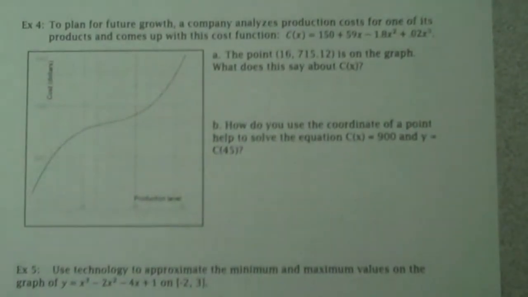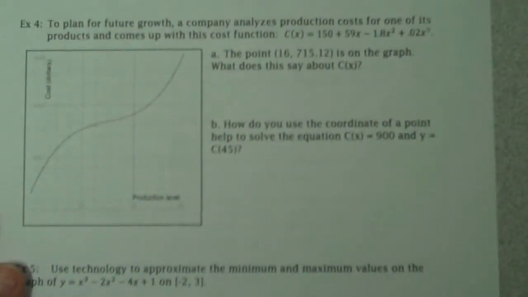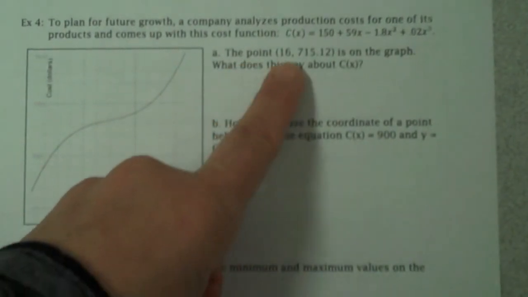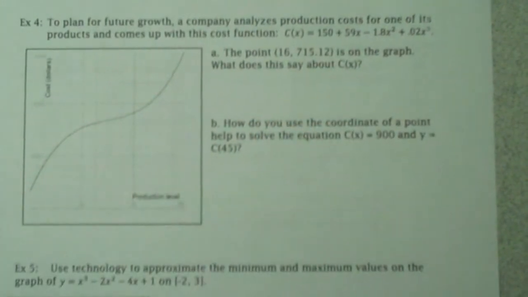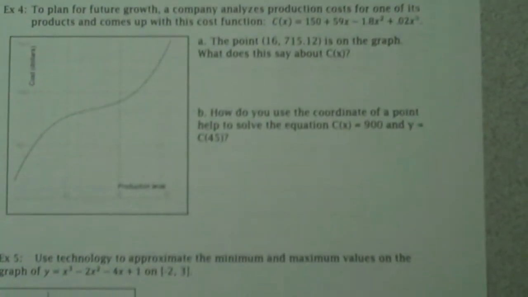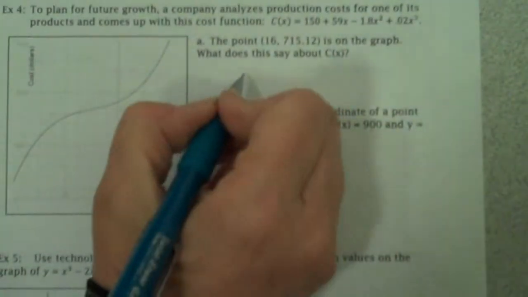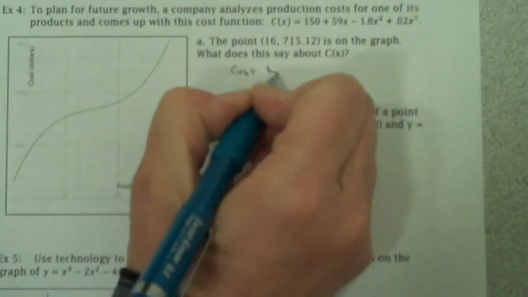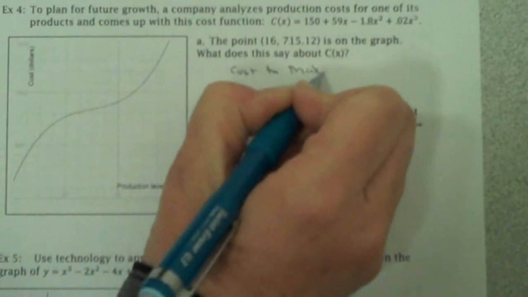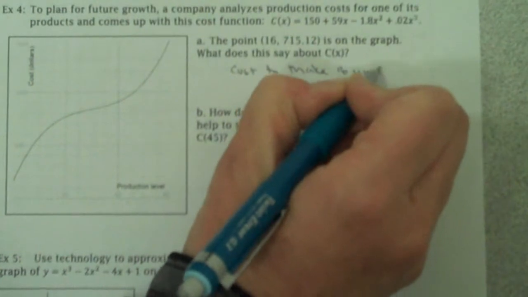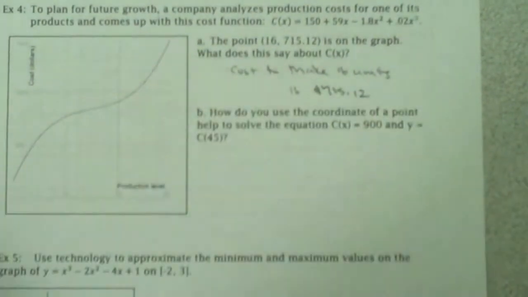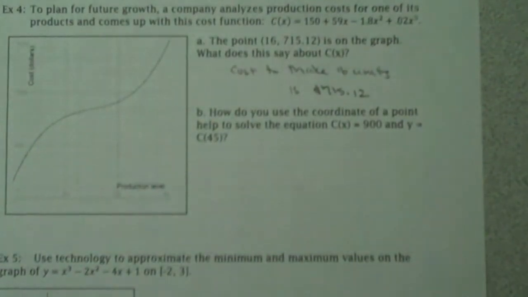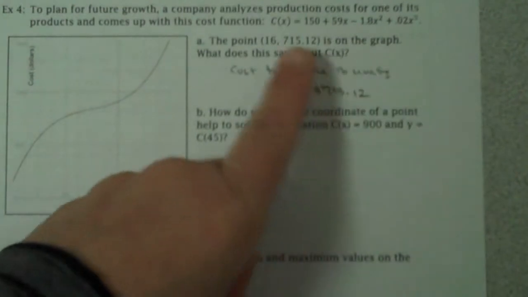But what I want to make sure that we're all comfortable with is how to read a function and function notation. So the fact that the point (16, 715.12) is on the graph, what that means is the cost to make 16 units is $715.12. So the X is the number of units, the cost is the cost, and they match together as an ordered pair.